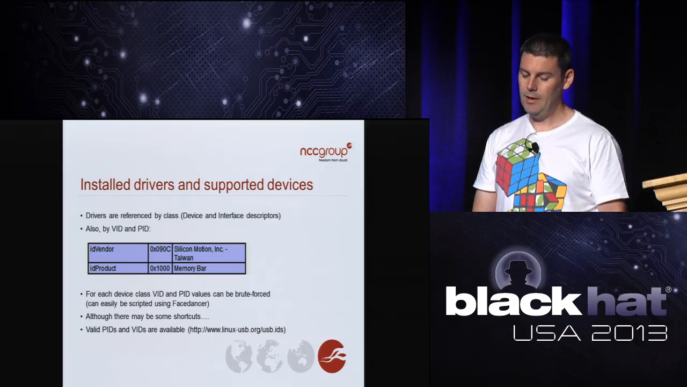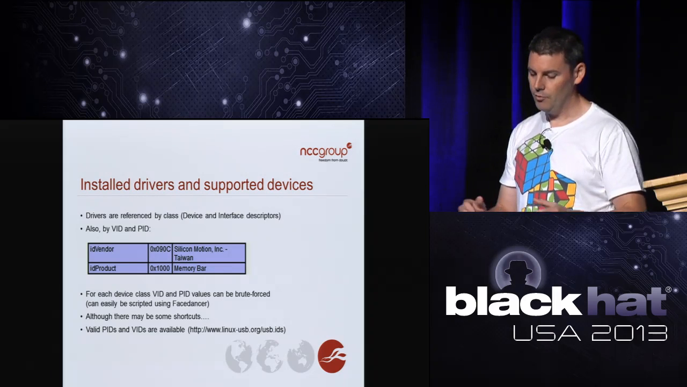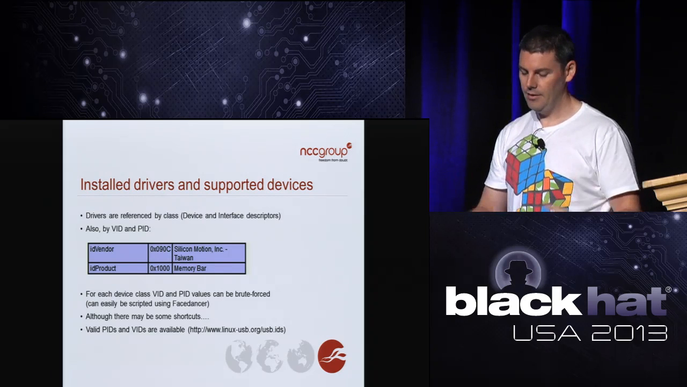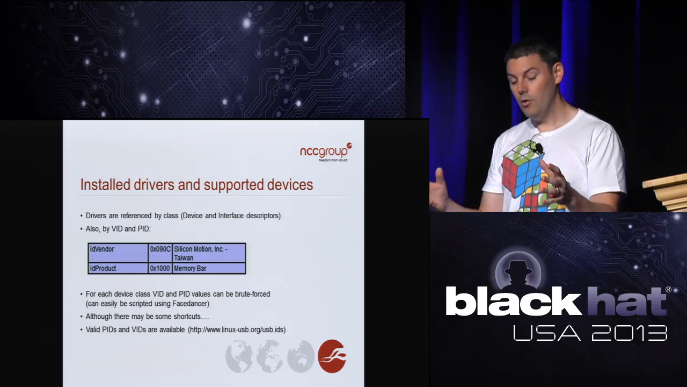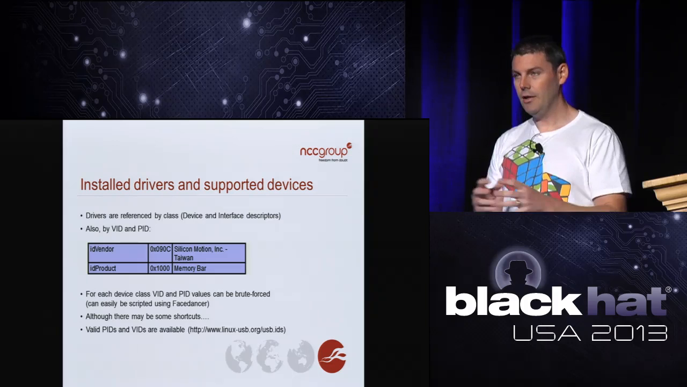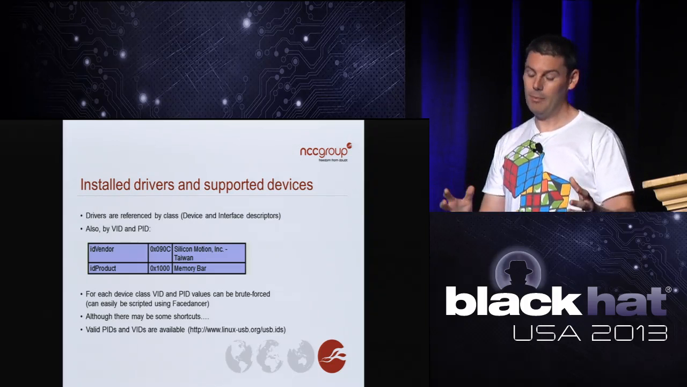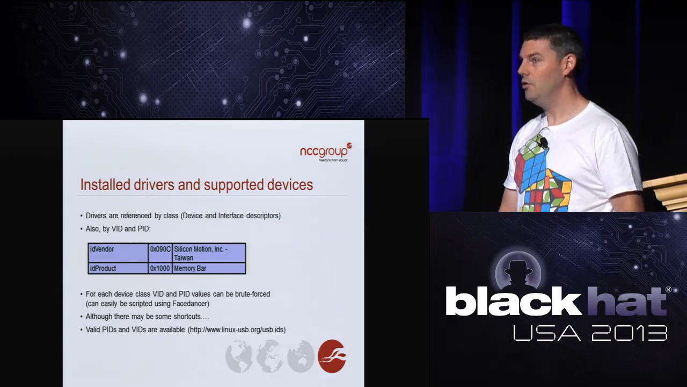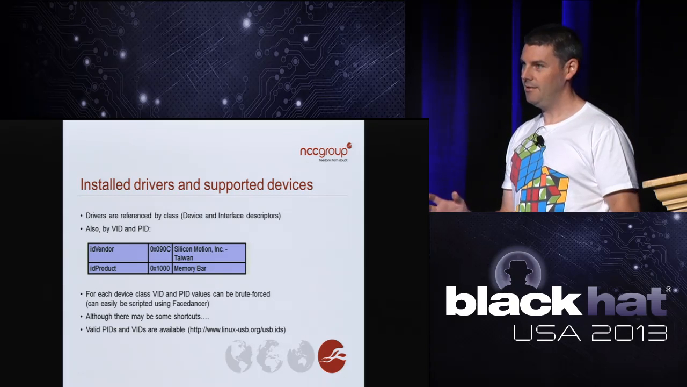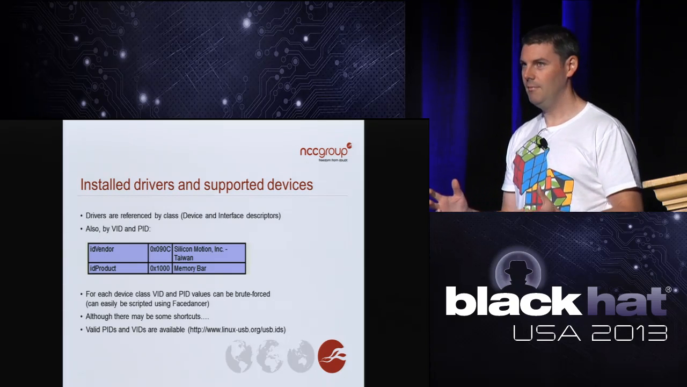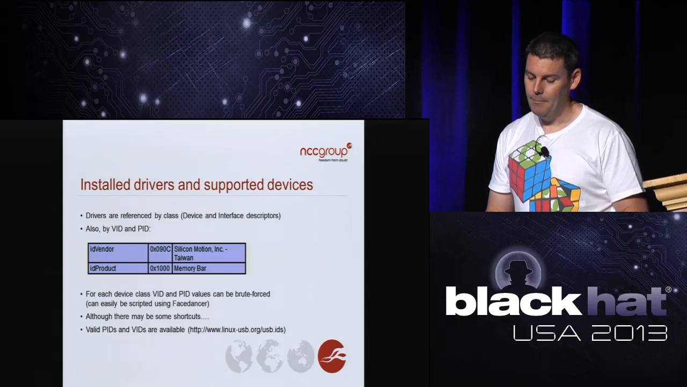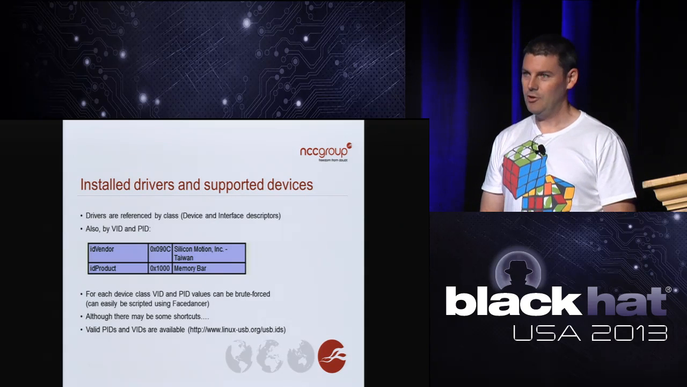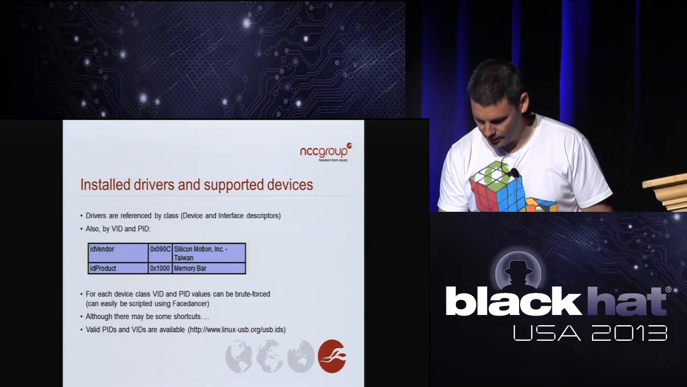These can potentially be brute forced if you want to try and identify when the class communication starts. Although if you're actually going through every combination of PID and VID, that's going to take you a huge amount of time. There is a published list of all the valid VIDs and PIDs, but I've got some ideas about shortcuts of enumerating those, but that's still work in progress at the moment.